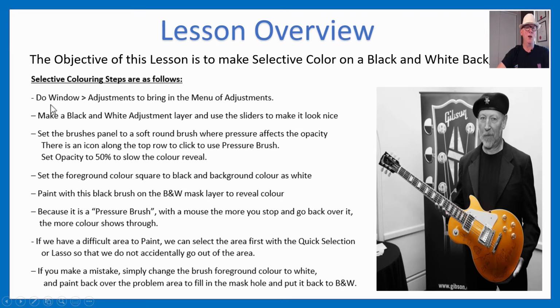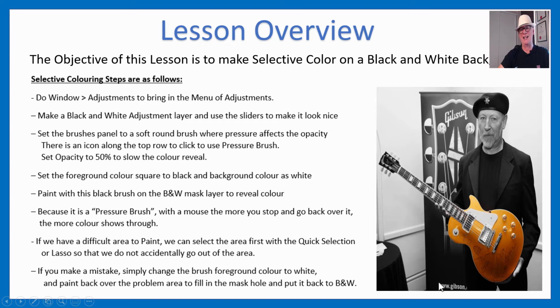But anyway, you go to Window, Adjustments to bring in the menu of adjustments, and you need a black and white adjustment layer first, which will make your whole picture black and white. Then you get a paintbrush, and by setting your foreground color to black and background color to white, you can actually paint holes in the black and white picture and make the color come back through.